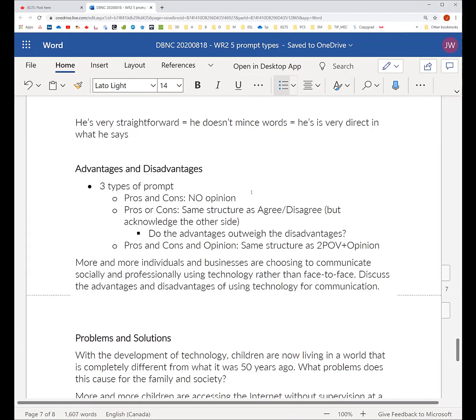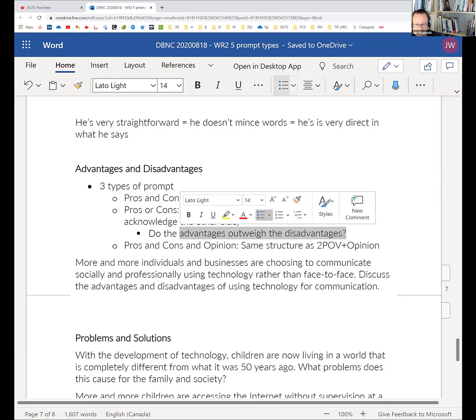So I'm just telling you what the other types of advantages and disadvantages questions are so you don't get confused. You might get, do the advantages outweigh the disadvantages? And that's very much like agree, disagree. In this type, you do not need to talk about both sides. Pick one and simply acknowledge the other side. That's all you need to do.